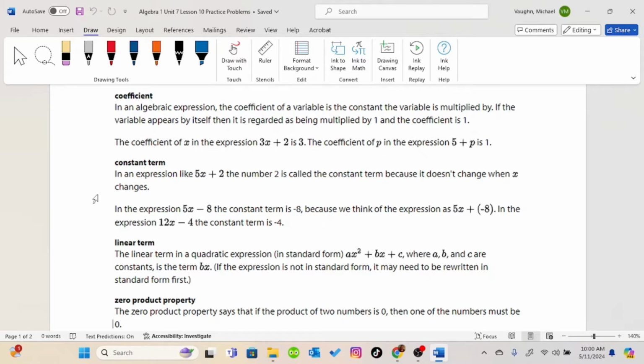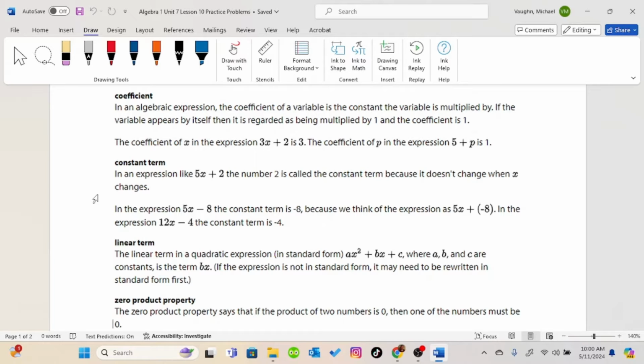Next, we talk about linear terms. In a standard form quadratic expression, the linear term is the bx term. And finally, we talk about zero product property. This says that if we multiply two things together and get 0 as an answer, then one of the two things we multiplied together must be 0.